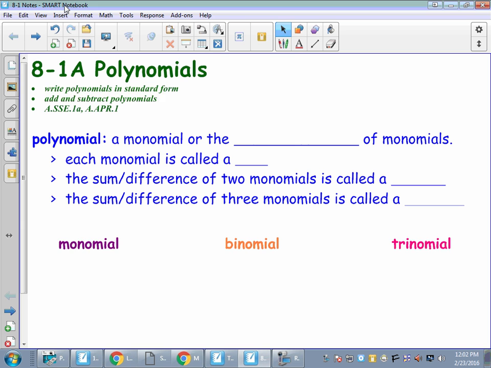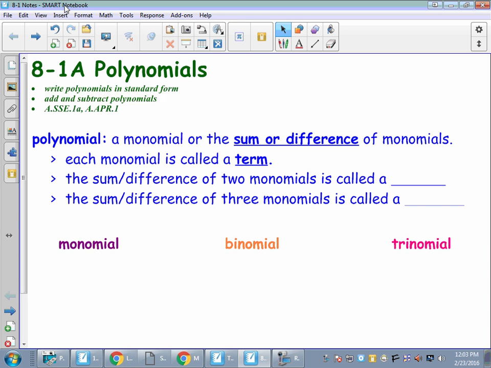I'm not going to read a lot of this to you, so you can go ahead and pause if you need to write these things down. A polynomial is a sum or difference of monomials, or just simply a monomial. If you remember from before, a monomial is multiplication of numbers and variables together. So we just worked with all the monomials in Chapter 7.